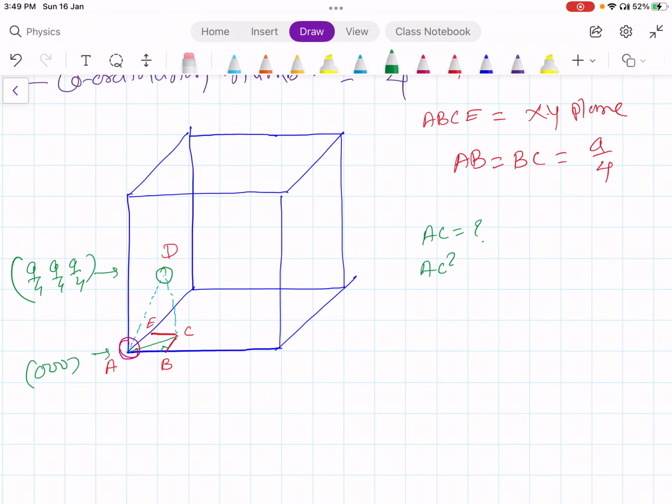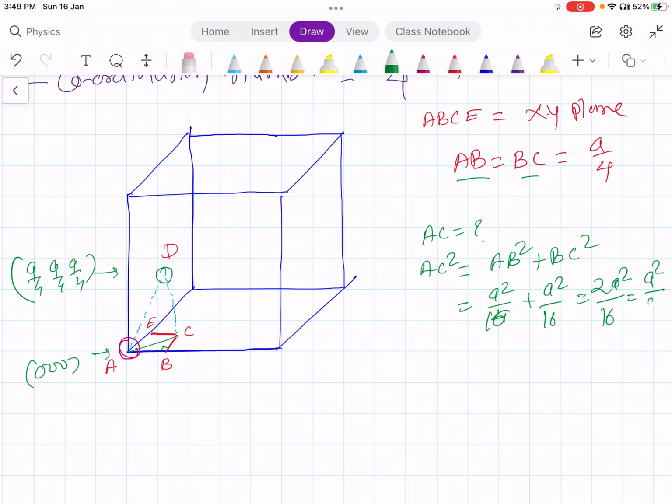You know that AC square is equal to AB square plus BC square. AB and BC both are a/4. So this is a square by 16 plus a square by 16. That is 2a square by 16, which is nothing but a square by 8, which is AC square. And that's why AC is equal to a upon 2 root 2.